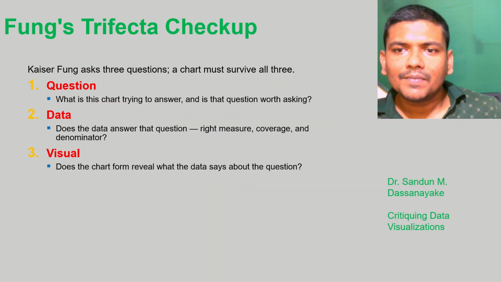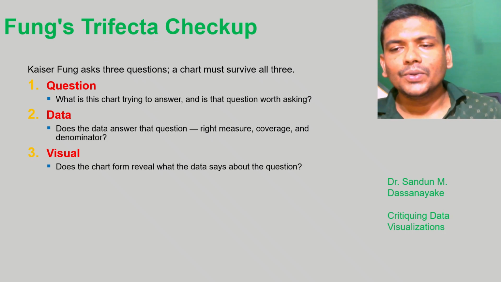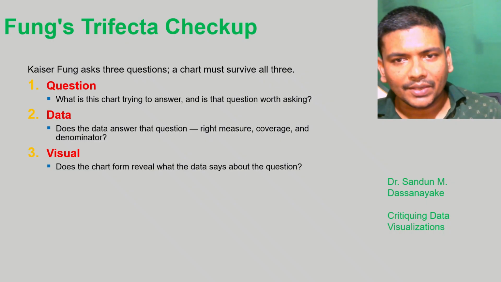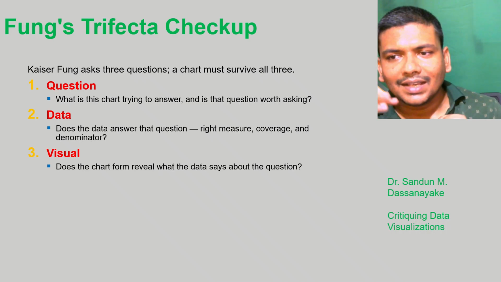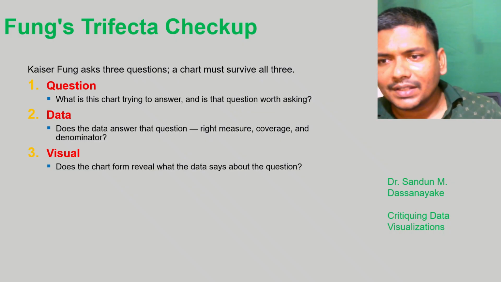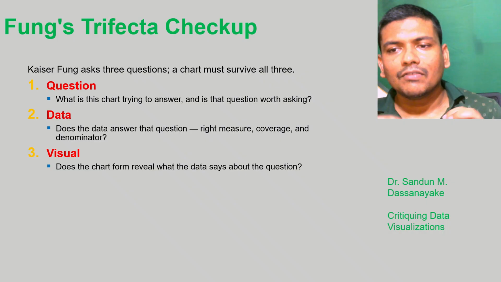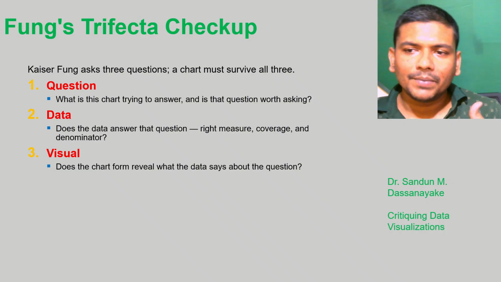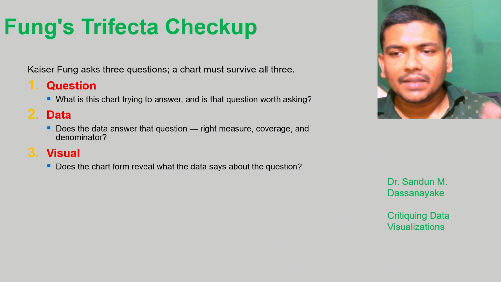Kaiser Fung comes at this from the other end. Everything so far has been about execution. His three questions include whether the thing was worth executing. Start with the question the chart is answering, which is often unstated and occasionally not worth asking. Then ask whether the data can answer it. This is where you catch row counts standing in for rates, a sample that excludes the population of interest, or a denominator quietly missing. Only then look at the visual.